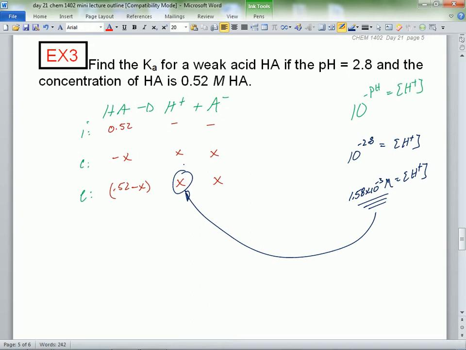All right. So did anybody get an answer for a Ka yet? Yes, but I got the wrong thing. 4.84 times 10 to the negative 6. I don't know if anyone else has got it yet.